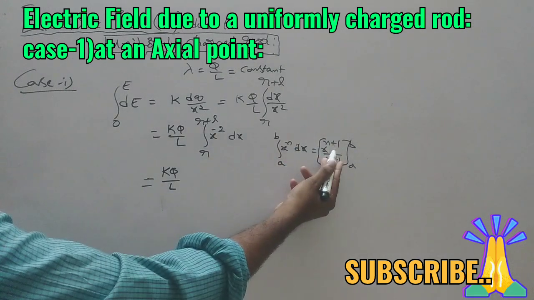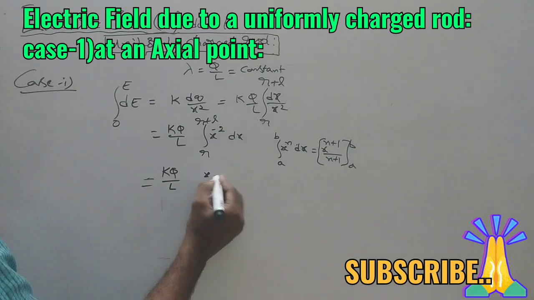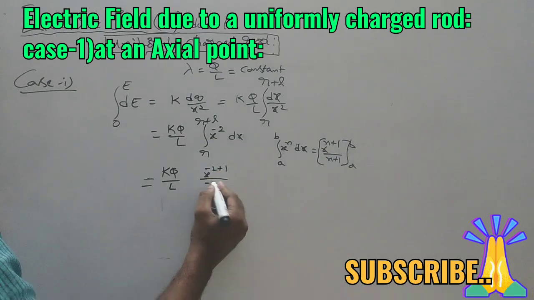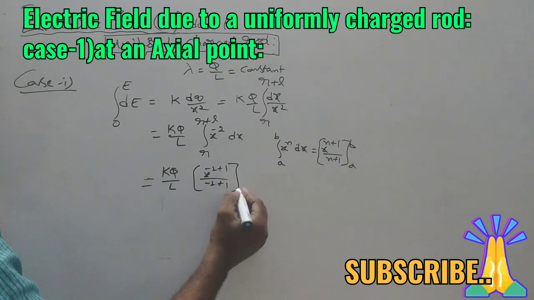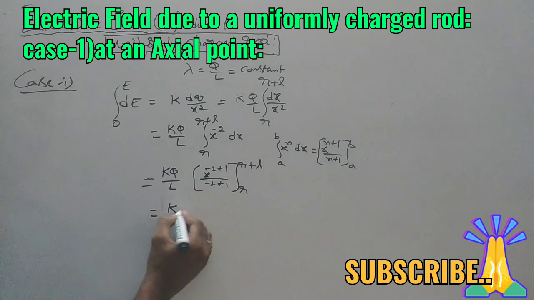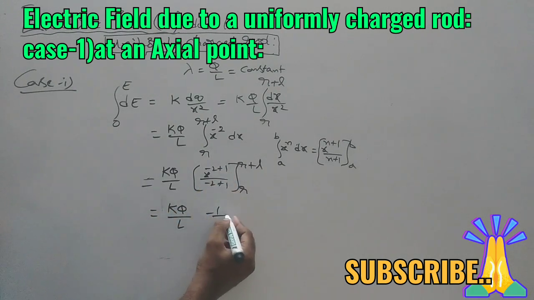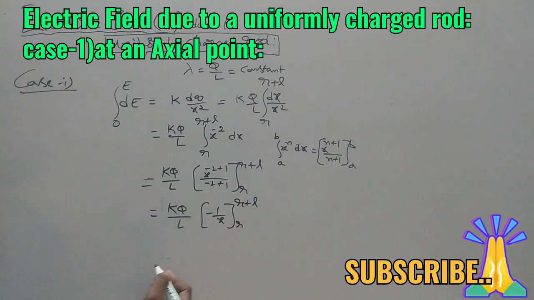So here let's see, following the same, kq by L into, here x power minus 2 plus 1. X power minus 2 plus 1 means minus 1. X power minus 1 by minus 2 plus 1, in between the limits R to R plus L. So again kq by L into x power minus 1 by minus 1 means I will get minus 1 by x in between the limits R to R plus L.